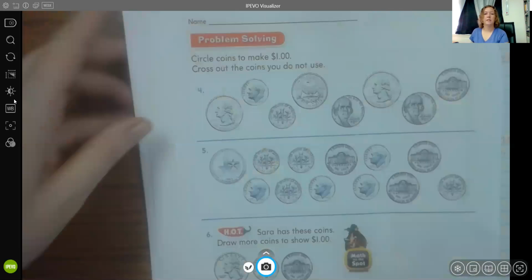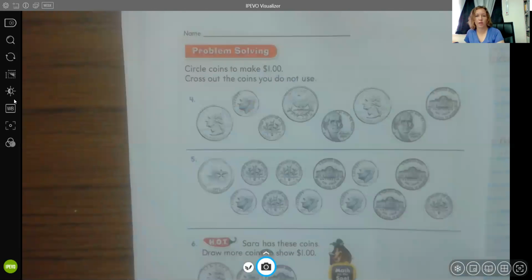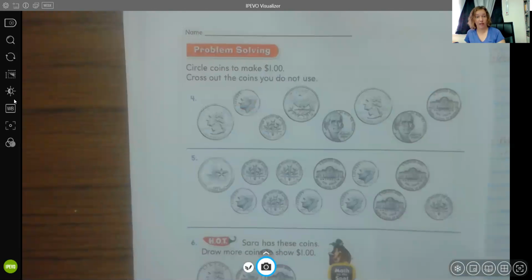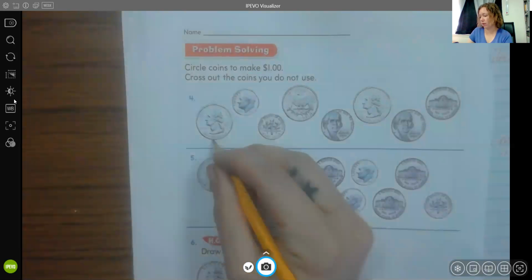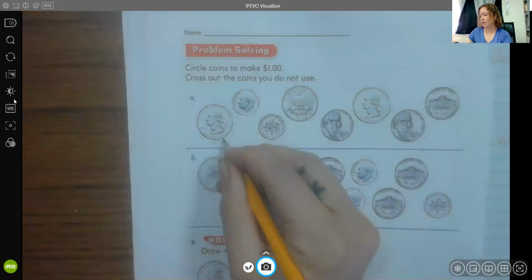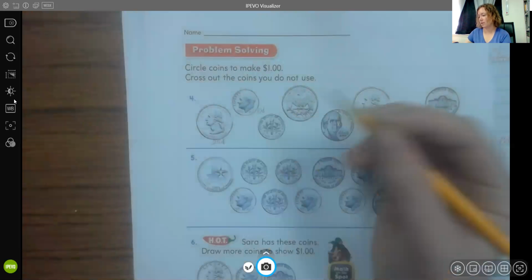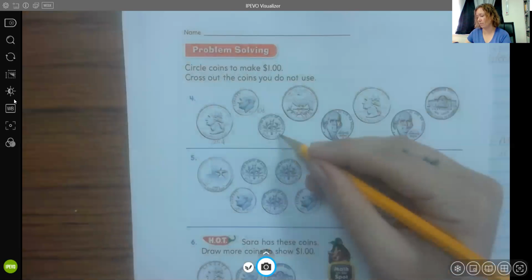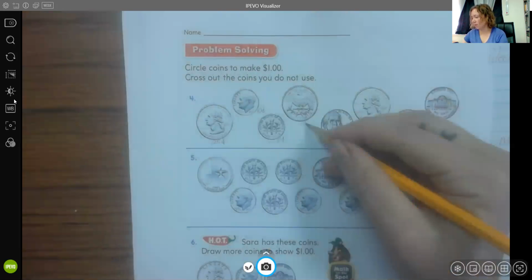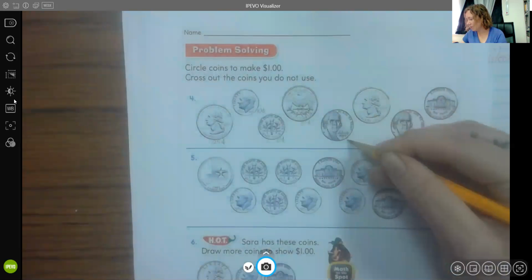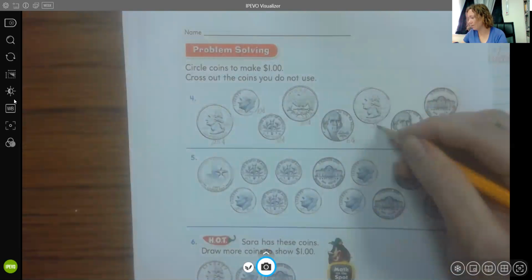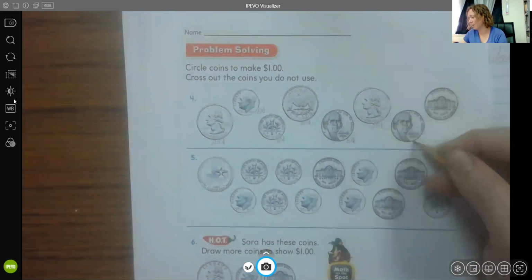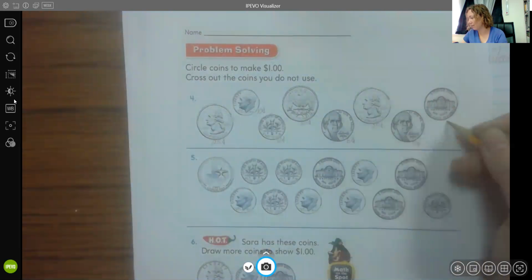Circle coins to make $1. Cross out the coins you do not use. So this one you get a little bit of leeway. You can decide. So this is a quarter. This is 25 cents. And this is a dime. So that's 10 cents. And this is a dime, it says 1 dime. That's 10 cents. And this is 25 cents. This is a nickel. So it's 5 cents. This is another quarter, it's 25 cents. This is a nickel, it's 5 cents. And this is a nickel, it's 5 cents.